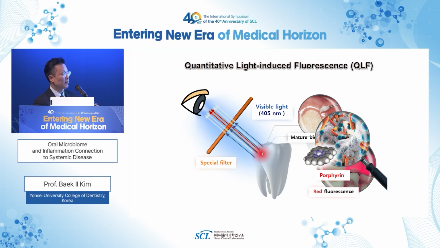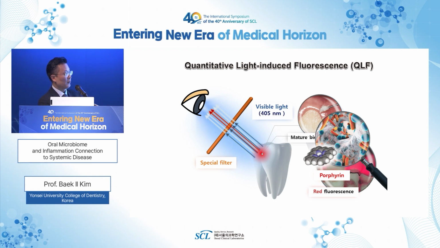Our research team is really focused on the development of fluorescence technology. We call it quantitative light-induced fluorescence, QLF. This technology uses natural blue light, and we also use the autofluorescence phenomenon. So we don't need dye, we don't need staining, just light is easy. If we irradiate 405 nanometer visible blue light onto the tooth and gingival structure, and combine it with a specialized filter, we can find strong red fluorescence from the microbiome.